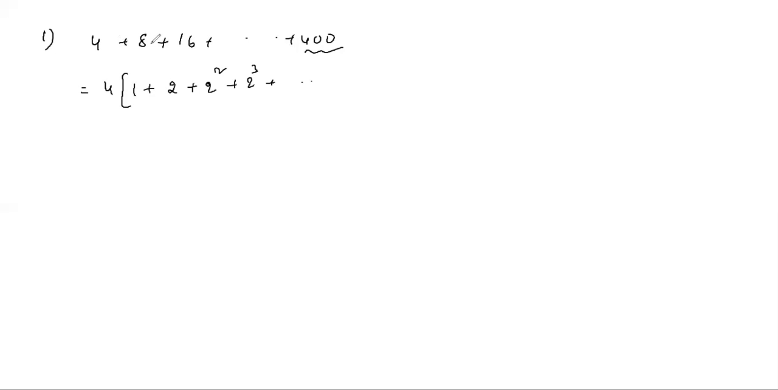Take 4 in brackets, 1 plus 2 plus 3 plus dot dot dot plus 200, because 4 is outside, right? How is it 200? Won't it be 100? Only 200. Okay, yeah, 100 only. 2 square.